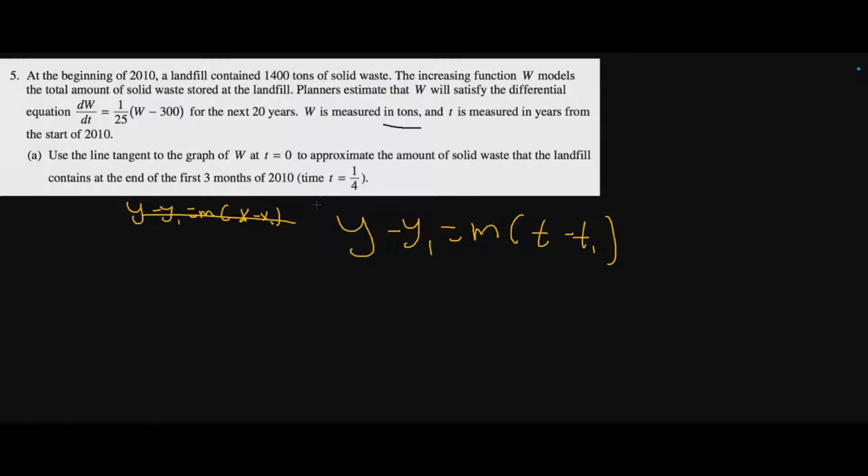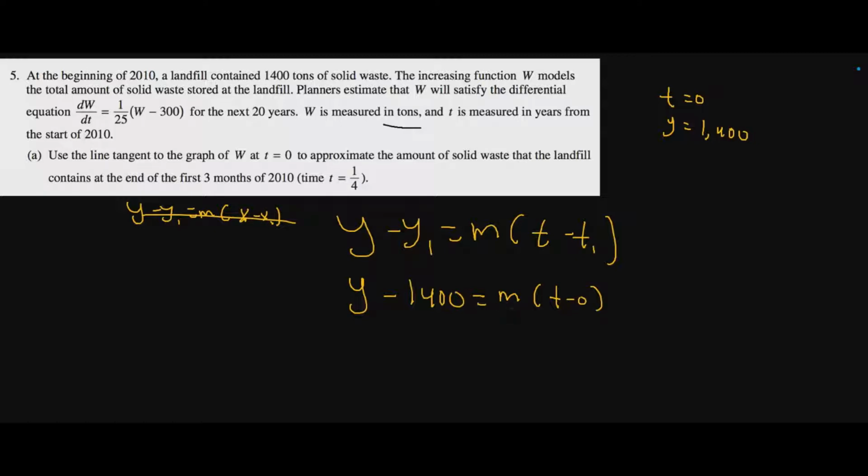And let us begin. So how do we get our tangent line equation? Well, it says that t equals 0. Beautiful. So when t is 0, do we have any information about when t equals 0? Well, if you look at the beginning of the problem, at the beginning of 2010, the landfill contained 1,400 tons of solid waste. So when t equals 0, we know that y value is 1,400. So this is y minus 1,400 is equal to m(t minus 0).